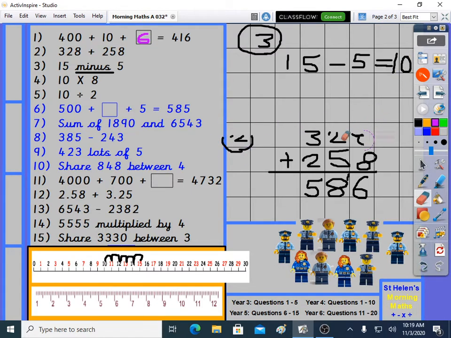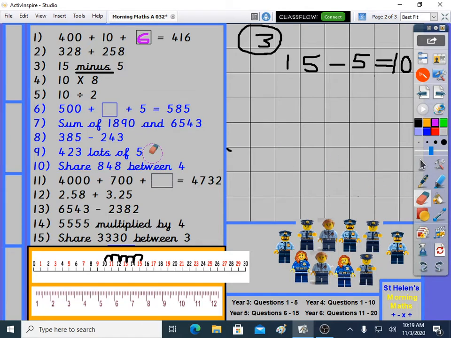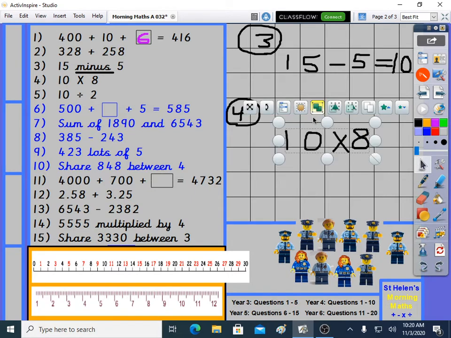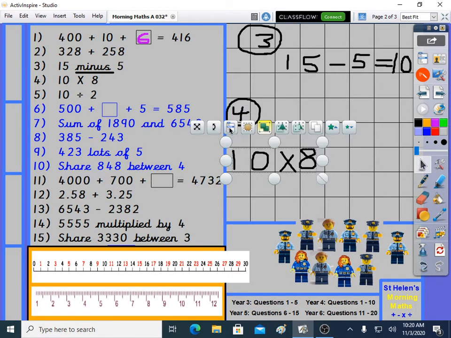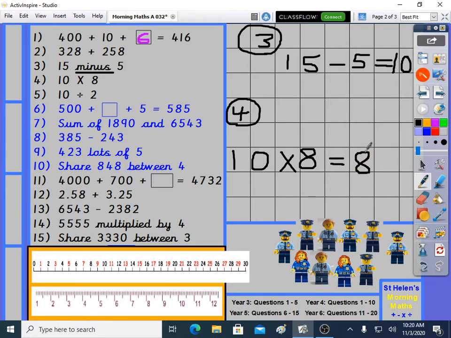And we're on question 4. Question 4, 10 times 8. Well, you've been learning your 10 times table most likely. We need to go up to 8 lots of 10. So I'm going to sing my 10s 8 times. 10 and 20, 30 and 40, 50 and 60, 70, 80. The answer is 80. 10 times 8 is 80.